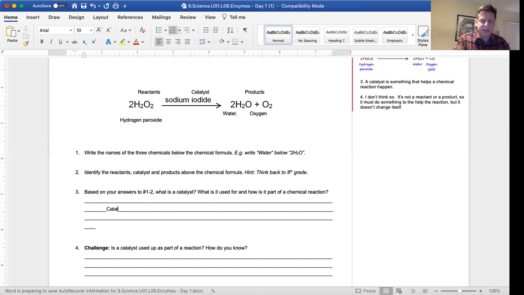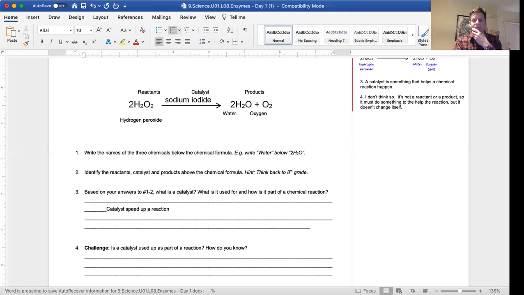Catalysts simply speed up a reaction. That's what a catalyst does. It just speeds or helps a chemical reaction, okay? So that pretty much answers the question for this part of the lesson.